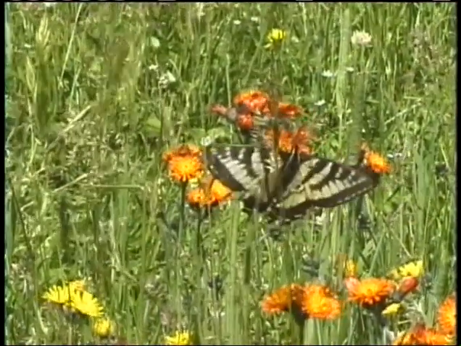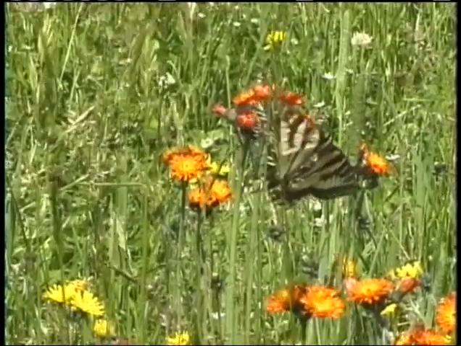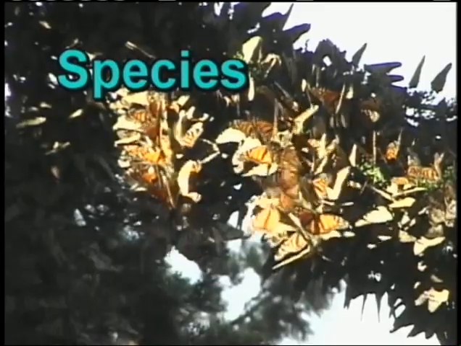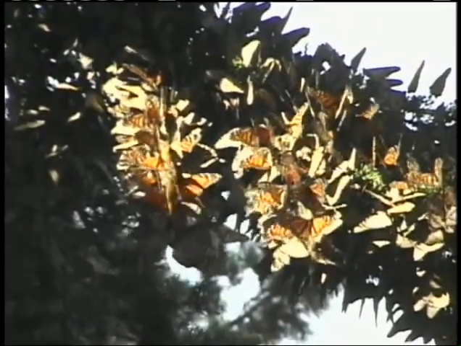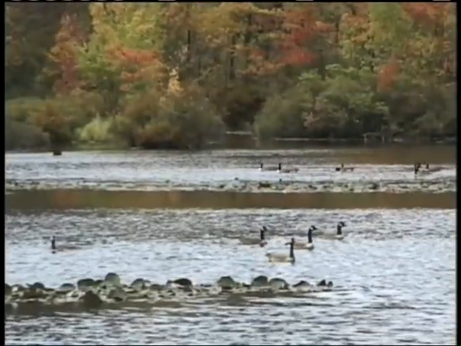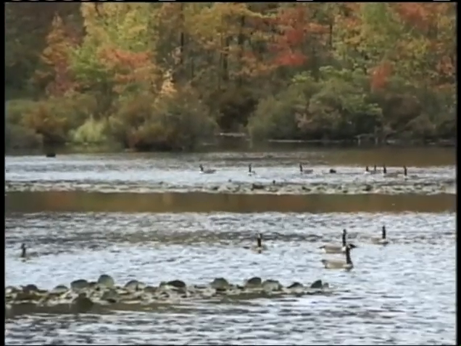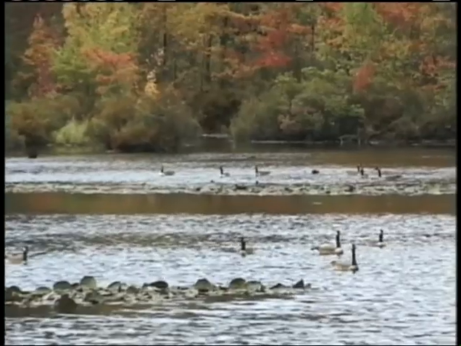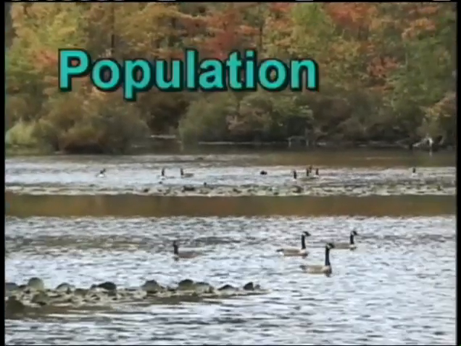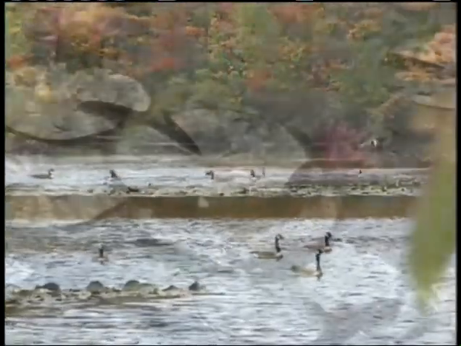These butterflies are members of two different species. A species consists of a group of organisms which can successfully reproduce among themselves. Members of the same species possess similar characteristics. They often appear and behave similarly, like these Canada geese. A group of the same species in the same area is called a population.